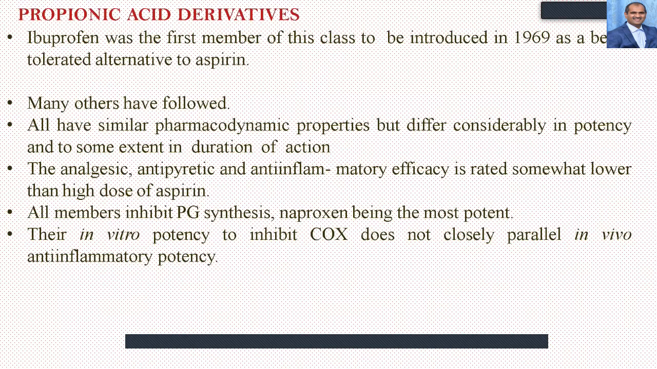Next, the propionic acid derivatives. The classical example is ibuprofen. It is the first member of this class to be introduced, in 1969, as a better tolerated alternative to aspirin. Of course, many other drugs are there, and all have similar pharmacodynamic properties.